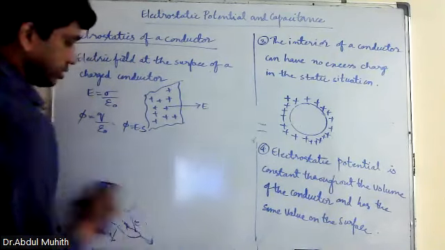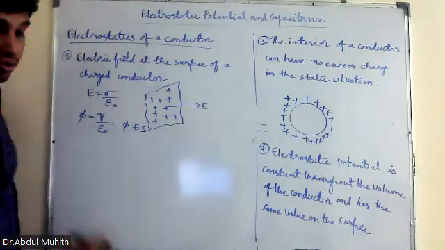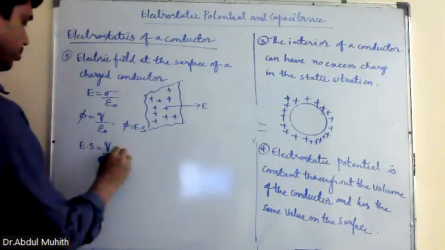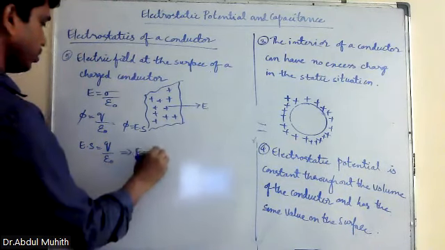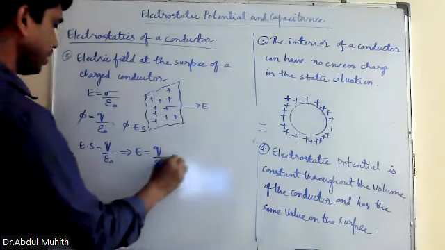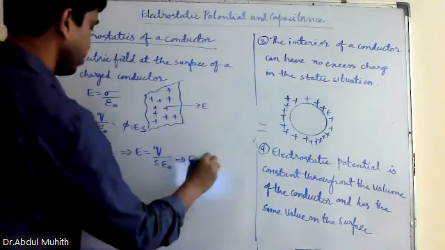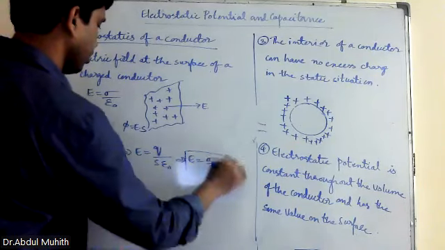Phi is equal to E dot S. So what is the formula here? E dot S is equal to Q by epsilon 0, which implies E is equal to Q by S into epsilon 0, which implies E is equal to sigma by epsilon 0. This is the formula we got.